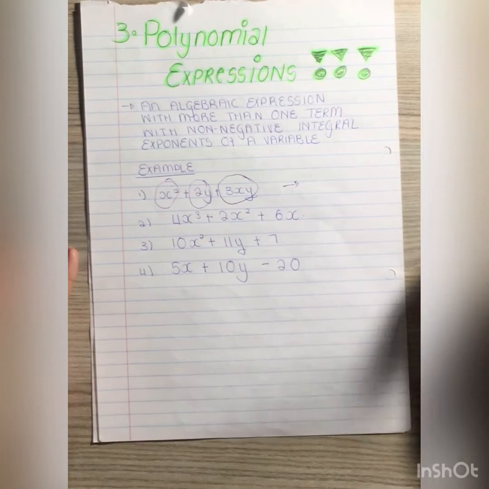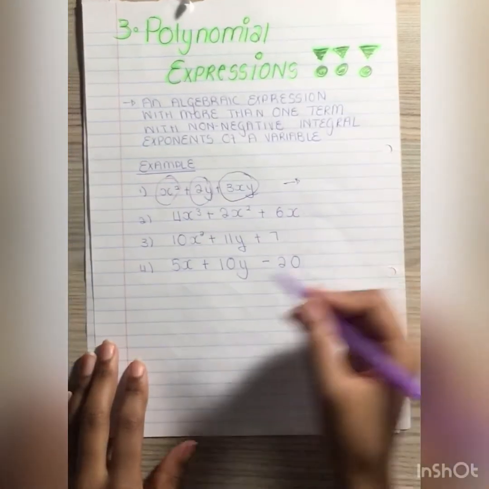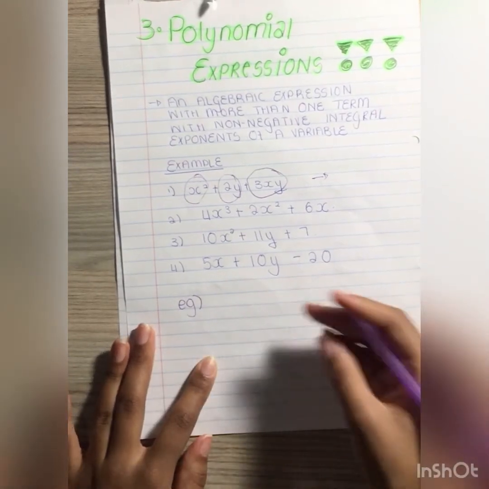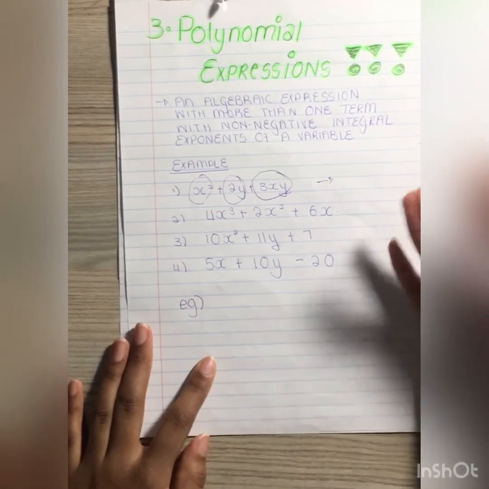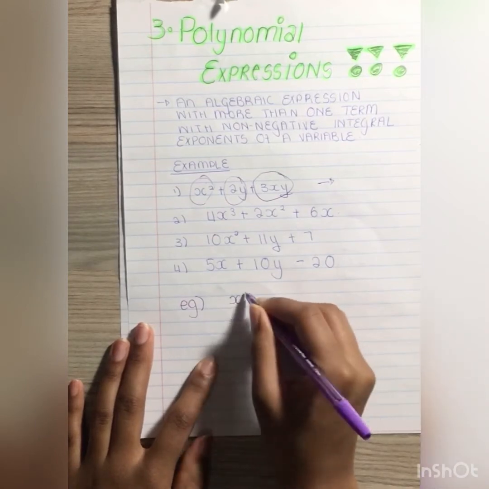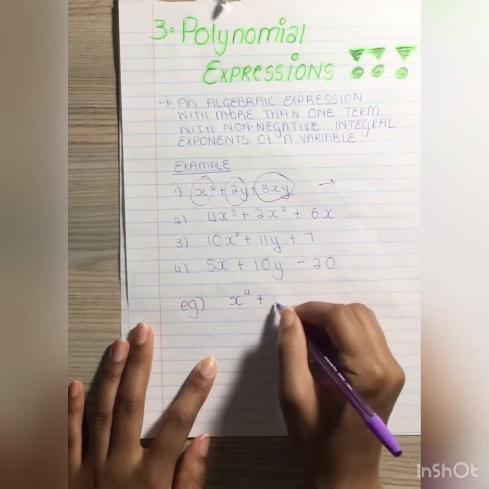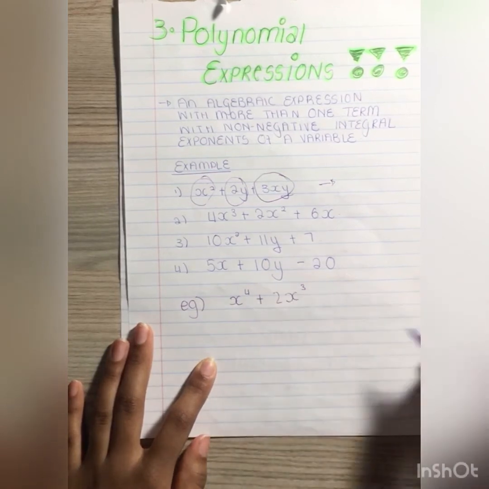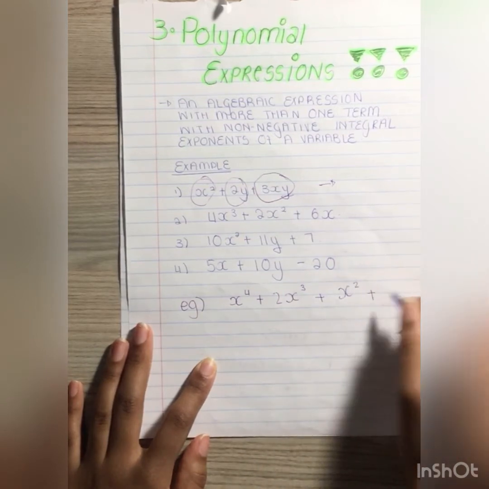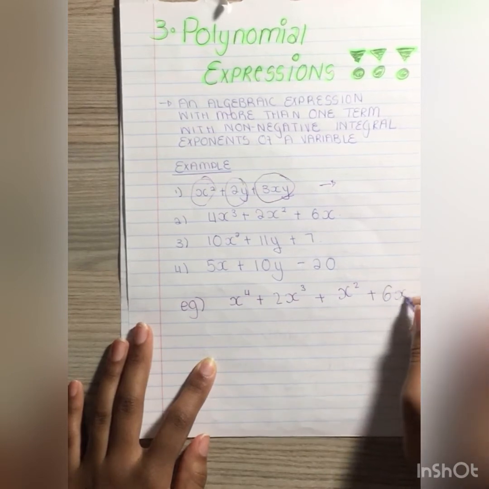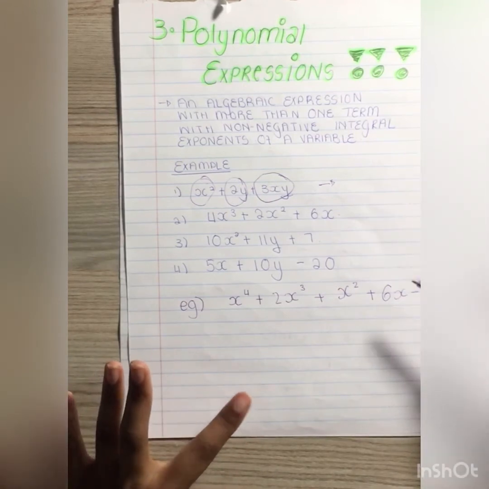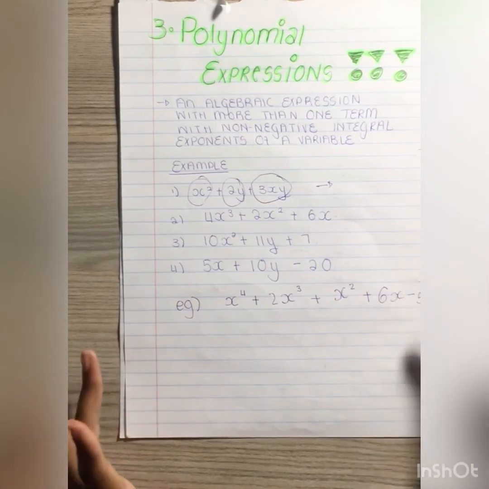So with these examples, as you can see, we only have expressions with 3 terms, but you could also have an expression with 4 terms, 5 terms, 6 terms, etc. So we can write x to the power of 4 plus 2x to the power of 3 plus x cubed plus 6x minus 50, okay?